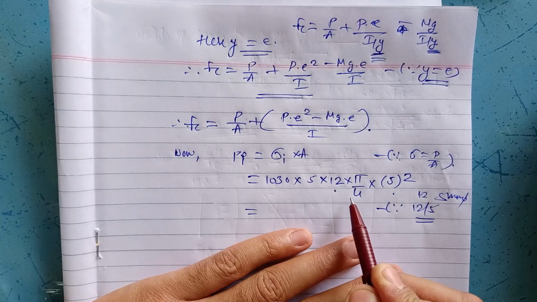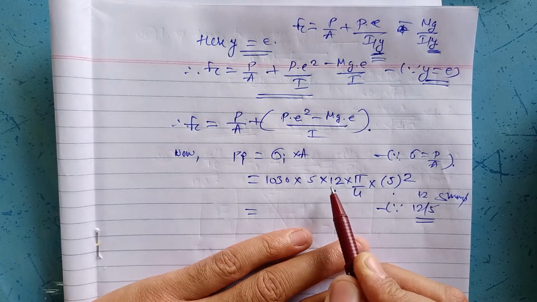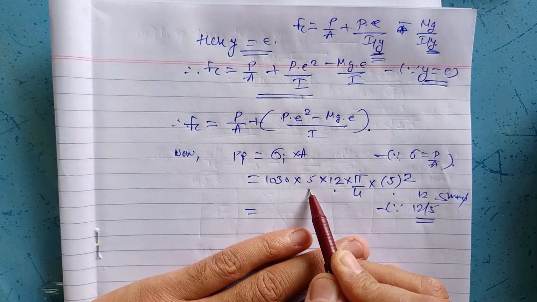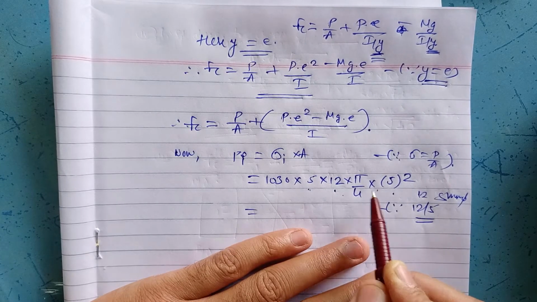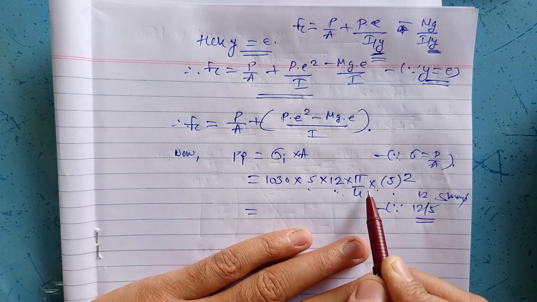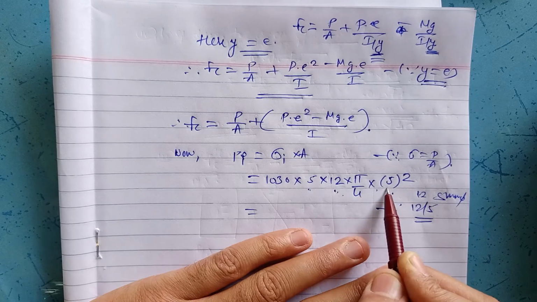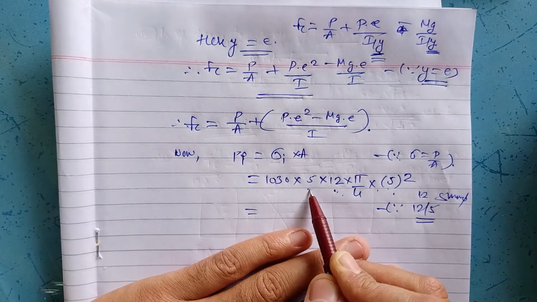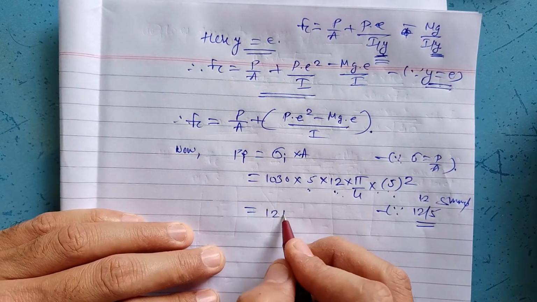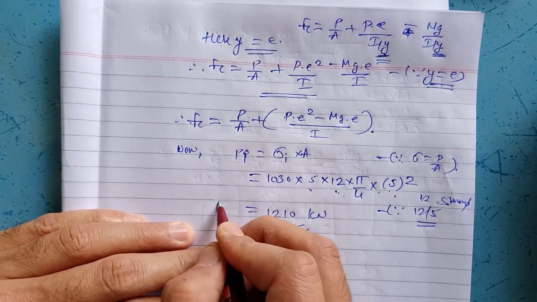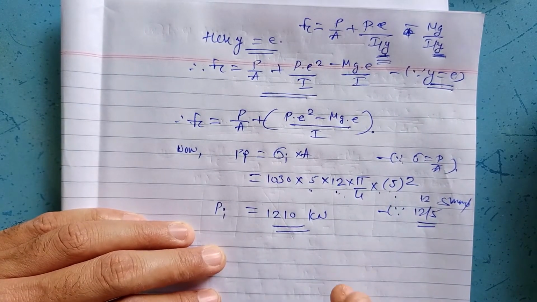Now how many strands or cables were placed? 5 numbers. Hence 5 numbers of 12/5. 12 is the number of wires in each cable. Pi by 4 into diameter of cable is 5 mm, and such 5 cables were placed. In total we will get an initial pre-stressing force of 1210 kilonewton.